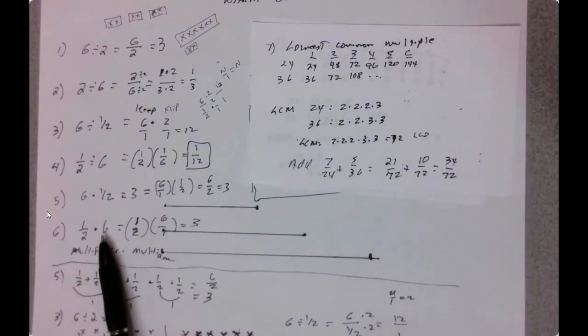Half times 6, same thing. Put a 1 under the 6. Half times 6 is 3.